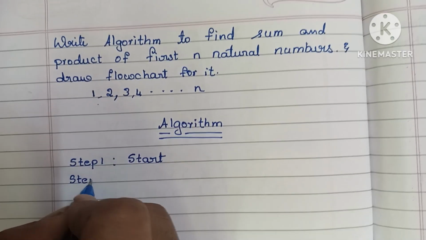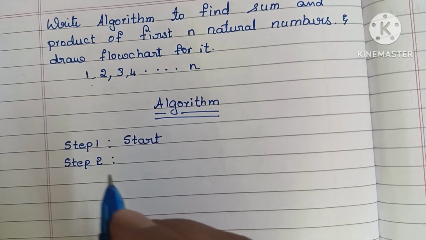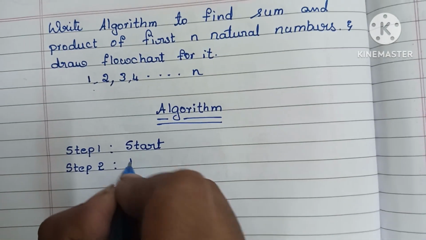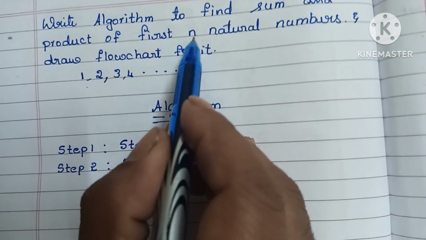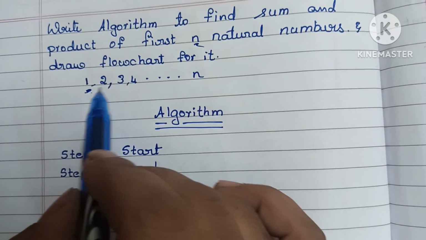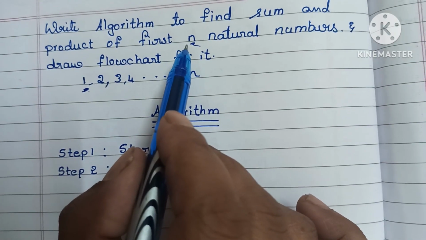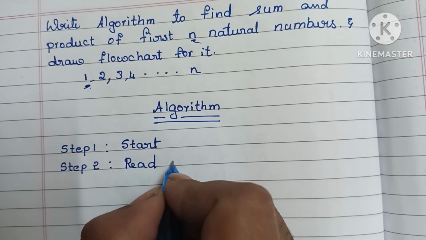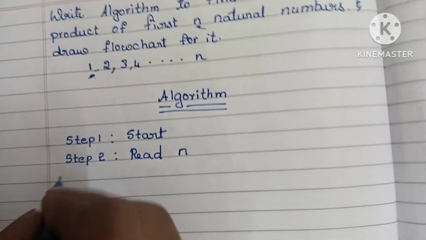Step 2. In step 2 we have to read the input values, the input variables. Here we have to find the sum and product of the first n natural numbers, right? We know that natural numbers begin with 1 and we have to go up to n, so here we have to read the n value.